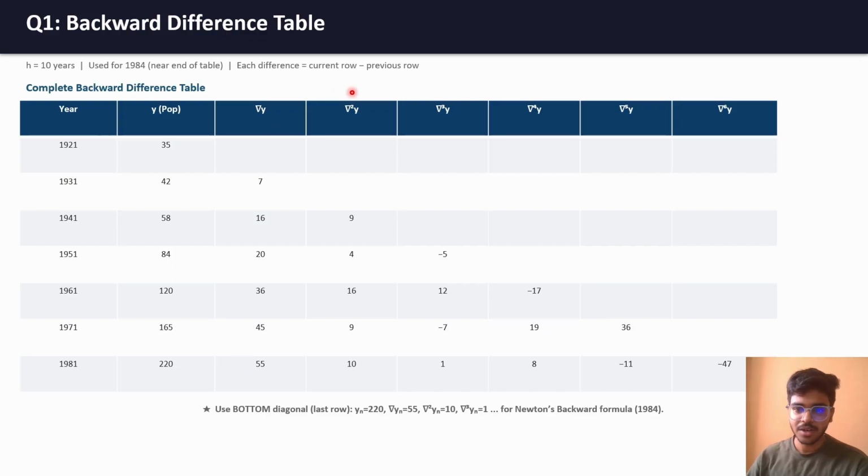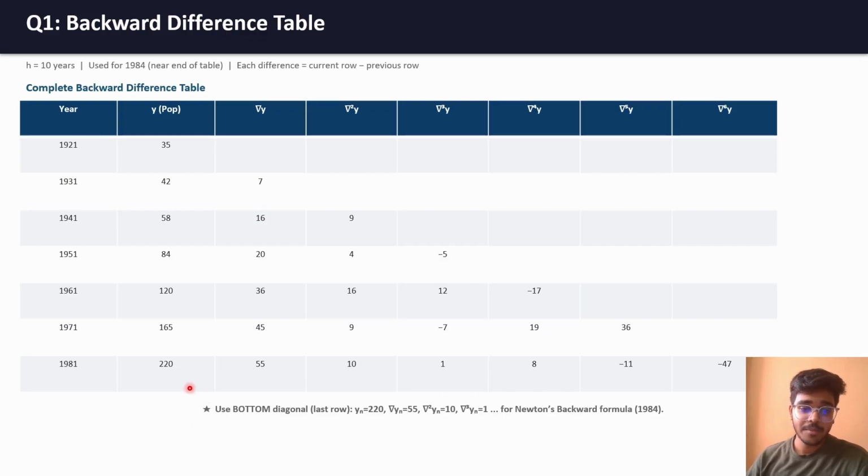The second backward difference, delta squared y at 1941 equals 16 minus 7, that equals 9. At 1981, 55 minus 45 equals 10. And this continues diagonally upward. The difference between the two tables is which diagonals we use. In the forward table, we use the top row starting from y0. In the backward table, we use the bottom row, the values in the last row.